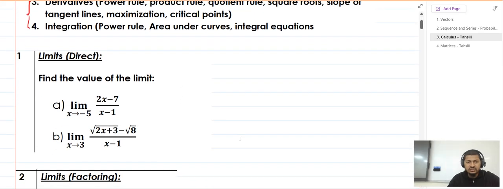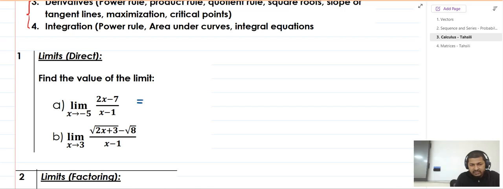So first we start off with limits, which is direct limits. What is a direct limit? Example, when we're finding the limit as x approaches -5 of 2x minus 7 over x minus 1, if we directly substitute and see that the denominator is not 0, then we can just directly substitute and get the answer. So let us substitute: limit as x approaches -5 of 2x minus 7 over x minus 1.